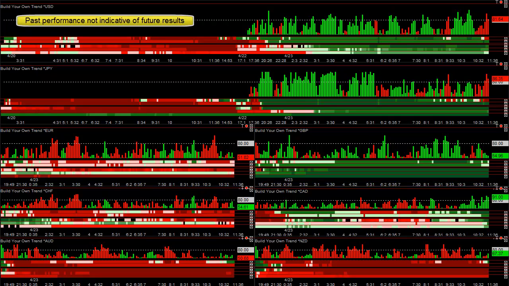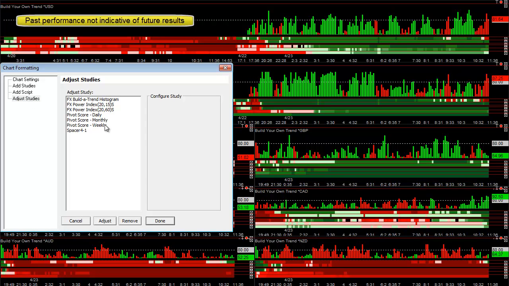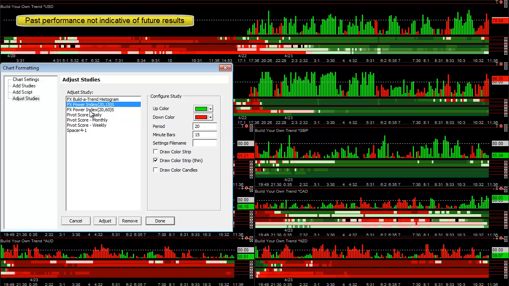I've added something new to our currency meter today, and it's totally up to you whether you want to add this to yours or not. But if you right-click on the chart, you can see I have added the FX Power Index, which basically tells us what percentage of all the currencies are above or below these moving averages. 15-minute bars, 20-period moving average.